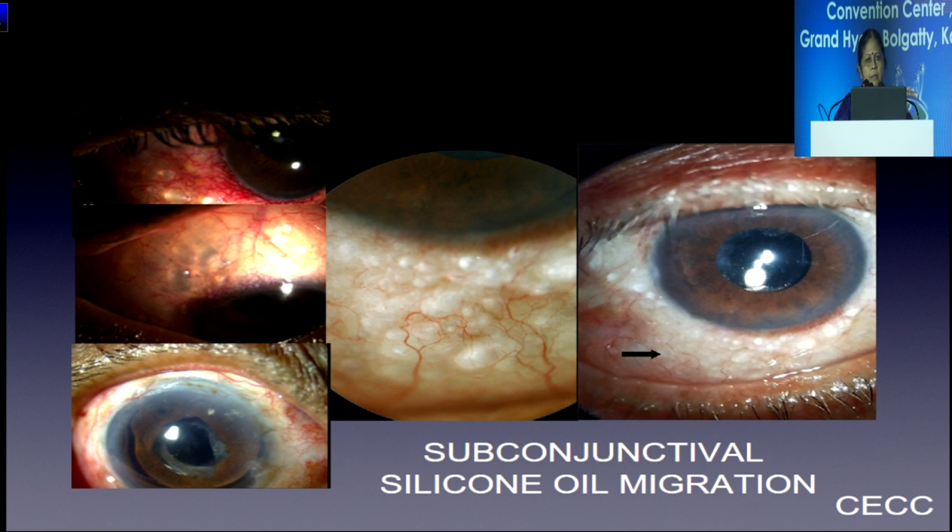This is again a post-vitrectomy eye who had a leaking sclerotomy despite closure of the sclerotomy with the suture, and you can see that the silicone oil has migrated under the conjunctiva, and you can see a sago grain-like appearance of the conjunctiva. Again, it's very difficult if you try to remove these silicone oil bubbles because they are encysted in the Tenon's capsule and they do not come out. So it's better to leave it alone.